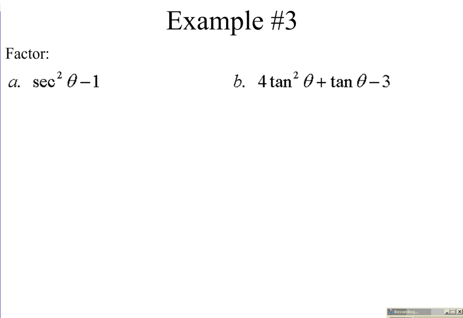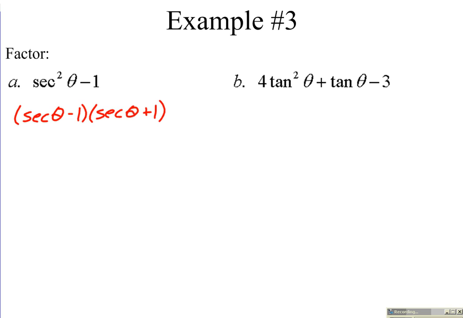Okay, factoring here. Again, when you see the trig function, think of the trig function as being any other variable. So secant squared minus 1, our variable is secant theta. If that was x squared minus 1, we just have the difference of 2 squares. Same thing here, secant theta minus 1 times secant theta plus 1.